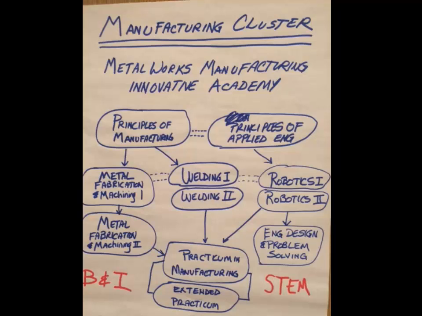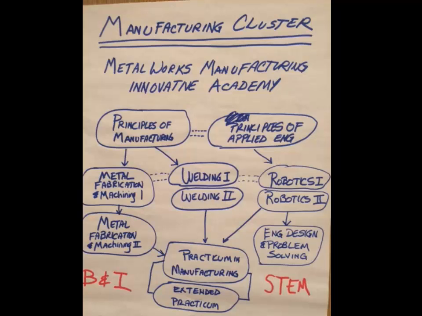We're brainstorming right now to expand our current ATMA, the Advanced Technology Manufacturing with Alamo Colleges, into an ECHS Innovative Academy that's due November 17th. We would start with principles of manufacturing, leading to 2 strands in either metal fab and machining, which is new, or follow the traditional welding 1, welding 2. Both of these will lead to a practicum in manufacturing on the business and industry side.